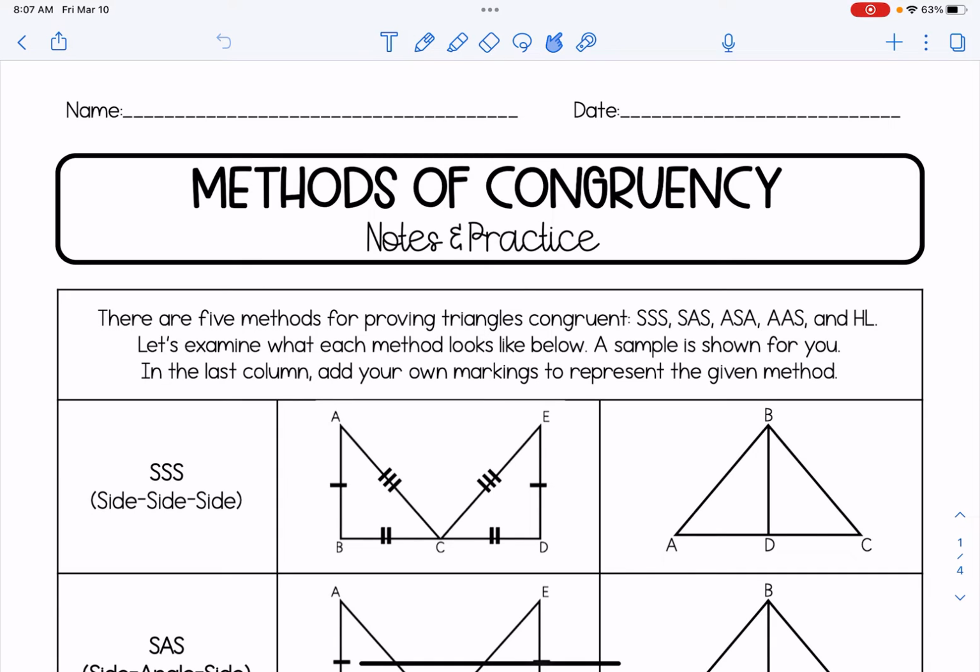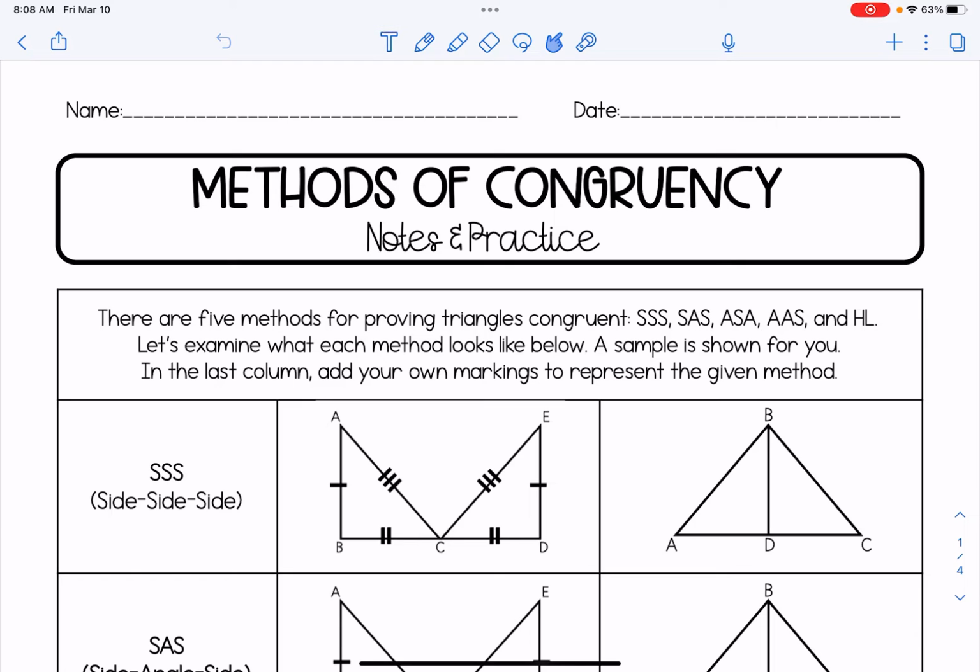In this video, we're going to be discussing the methods by which you could prove triangles are congruent to one another. There are 5 methods for proving triangles are congruent, and we use letters to abbreviate them. They are side, side, side, SSS; side, angle, side, SAS; angle, side, angle, ASA; angle, angle, side, AAS; and hypotenuse-leg, HL. Let's examine what each method looks like below.